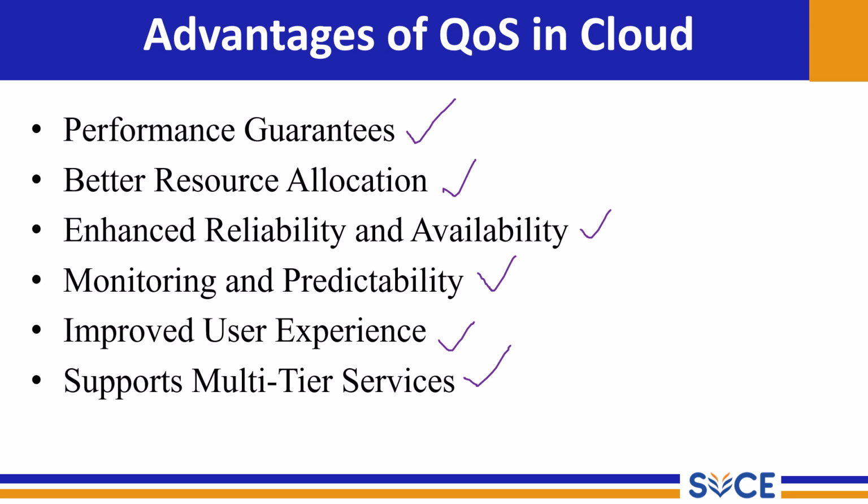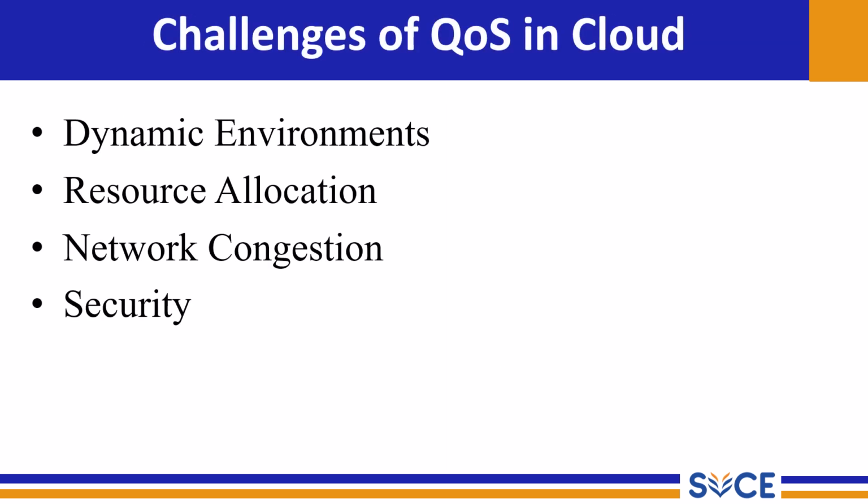So in short, I can say that QoS in cloud services is all about balancing many users and workloads, while keeping the apps fast, reliable, and secure. Okay. If you take what are the major drawbacks? So these are the major challenges: dynamic environments, resource allocation, network congestion, and then security.